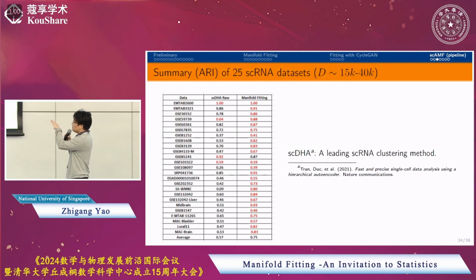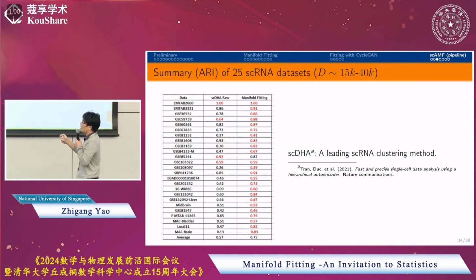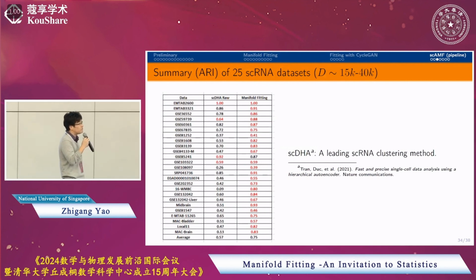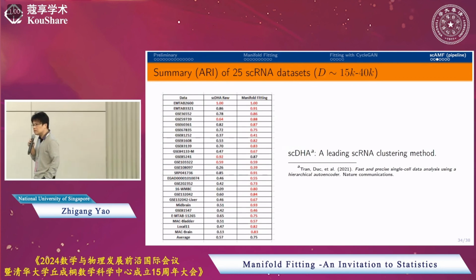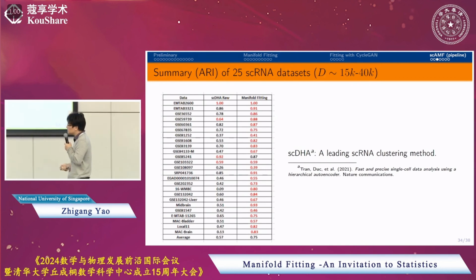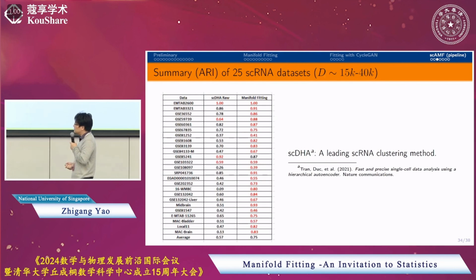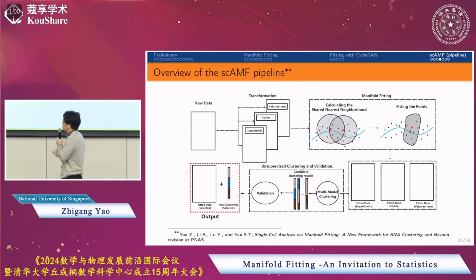Again, we are using this ARI, which is the adjusted Rand index. If we simply compare the accuracies, we can improve 35% on average over the 25 different data sets. So this is the second PNAS application paper that I'm going to share with you.